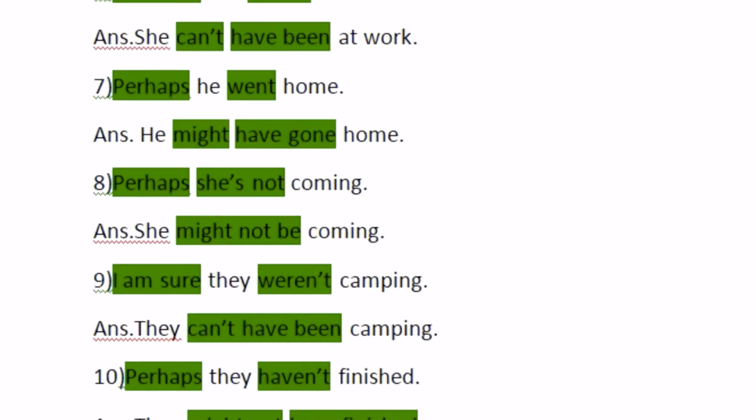Let's continue from this question 11 there. Perhaps he was tired. Now we see this question 11. Perhaps he was tired. Perhaps, positive. He, subject. Was, were, have been. Now you can write the answer yourself. Okay, write this answer.